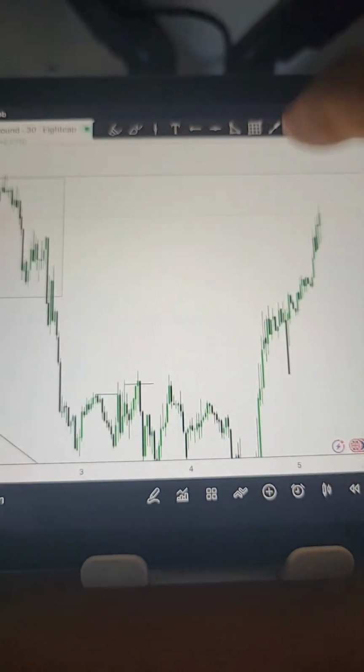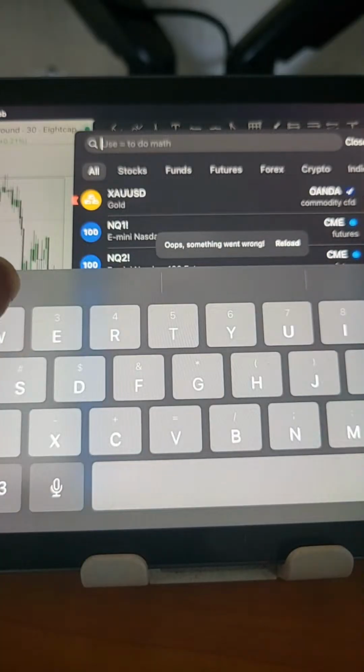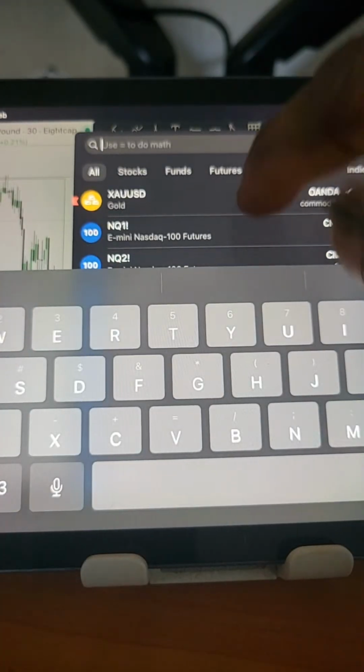Okay. So which other asset should I check?